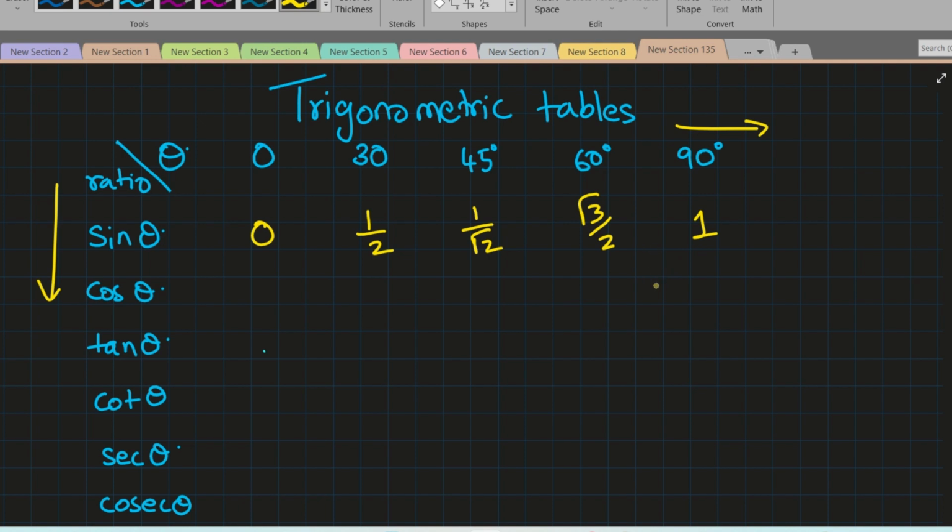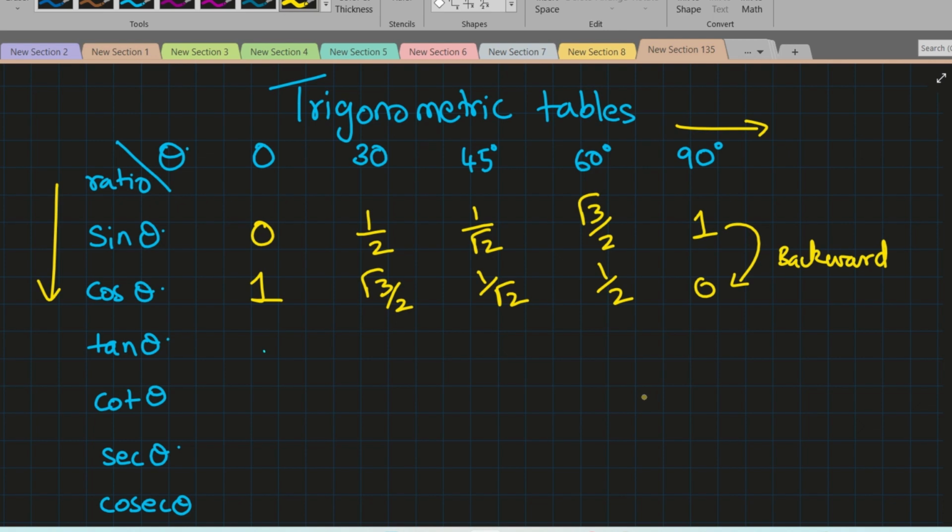Now the cos theta is nothing but the backward of sine theta. Let me just write this as backward over here. So cos 0, the value will be 1. Cos 30, the value is root 3 by 2. Cos 45 is 1 upon root 2. And cos 60 is half. Cos 90 will be 0.